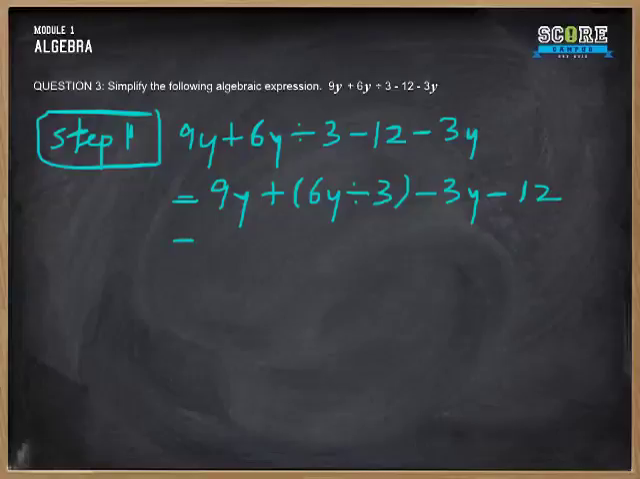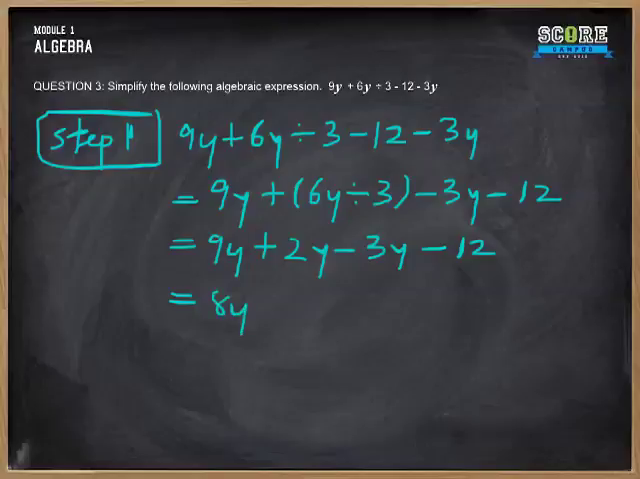So the next one, you write down 9y plus 2y minus 3y minus 12. Working from left to right, do the mathematics. 9y plus 2y minus 3y gives you 8y. 8y minus 12. Can you simplify that any further? No, so that becomes your final answer.